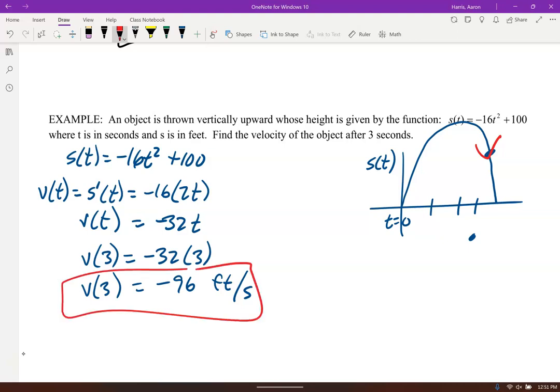And by the way, speed is just the absolute value of velocity. So for the velocity, that negative is saying it's going down, right?